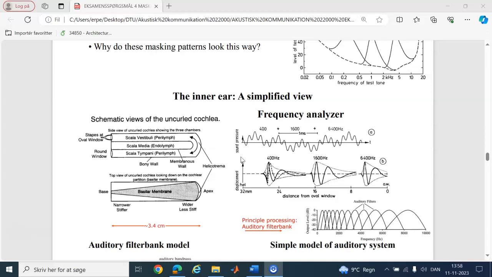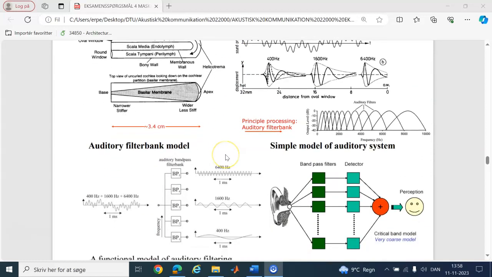You have a frequency analyzer. To each frequency there is a certain point on the basilar membrane. It shows up that the high frequencies are situated at the base near the oval window, and the lower frequencies are situated near the apex. All those different frequencies you can explain by auditory filters. You have a center frequency, and the higher the center frequency is, the broader those so-called auditory filters are.